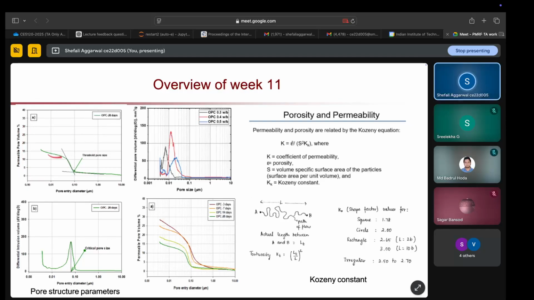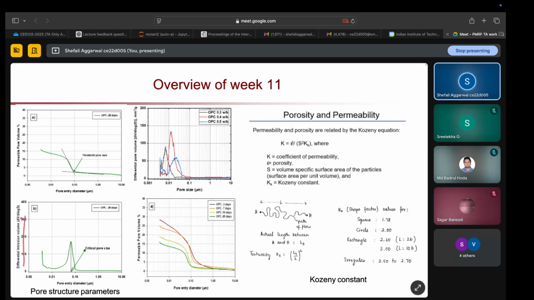So at the point where your permeable pore volume becomes constant, that is called your threshold pore size. Below that pore size, that means your concrete system doesn't have pore diameter less than 0.10 micrometer.